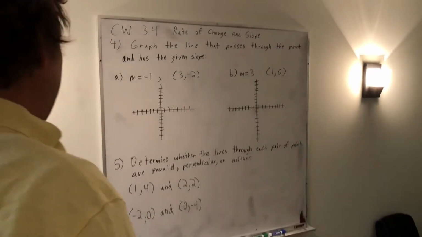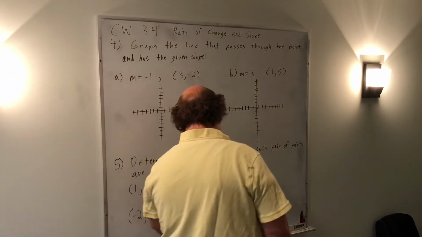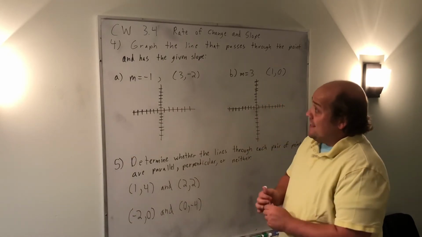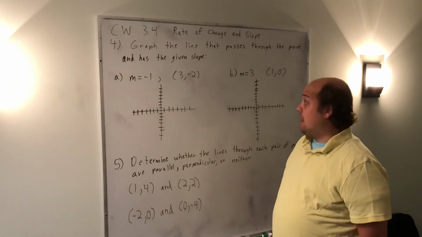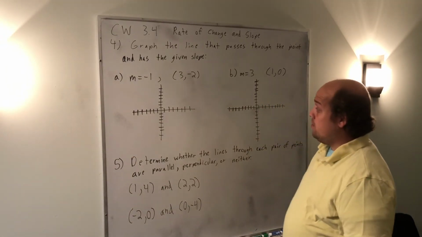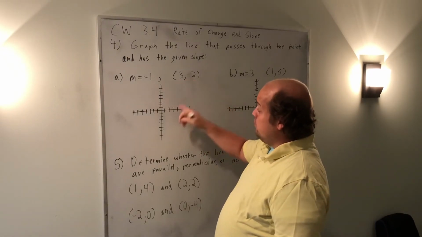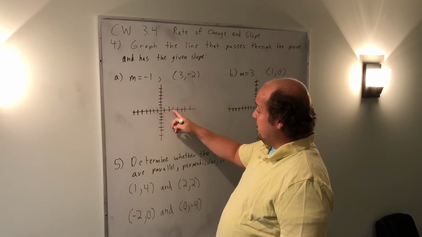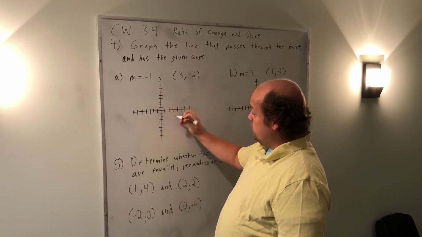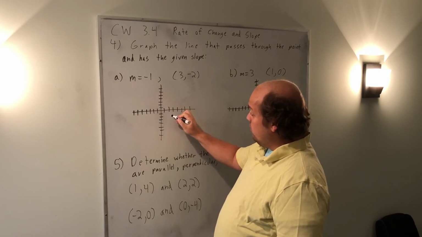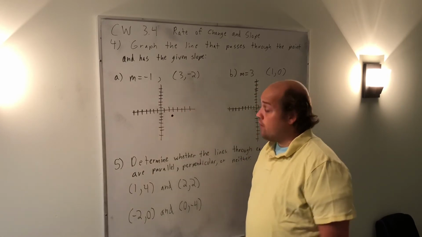We pick up where we've been given a slope and a point. With that slope and a point, we can graph the line. All we need to do is start by anchoring ourselves to that point. 3, -2 tells me I move 1, 2, 3 in the x direction and down 1, 2 in the y direction. So we now have a point where we can start from.